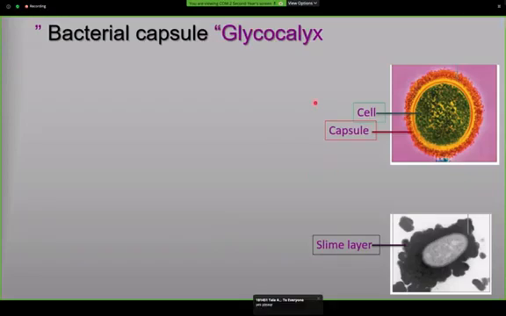Okay. So external to... You answer me. So capsule. Where do we have capsule? In gram-negative. Okay. External to the outer membrane in gram-negative bacteria and the cell wall in the gram-positive bacteria.